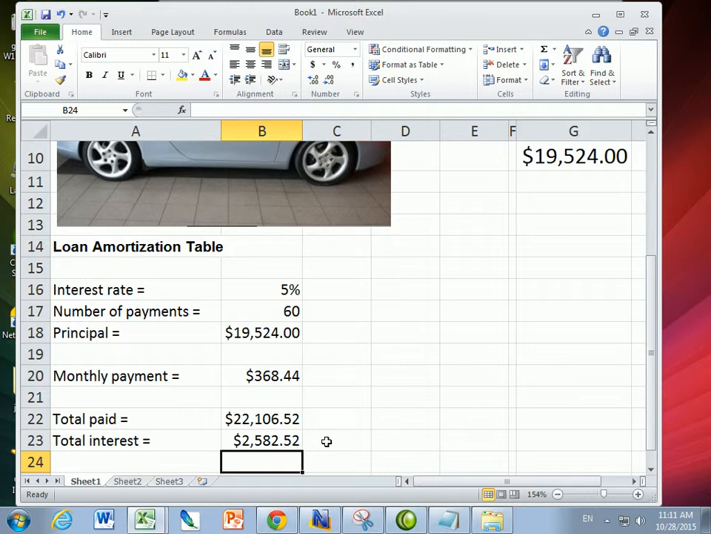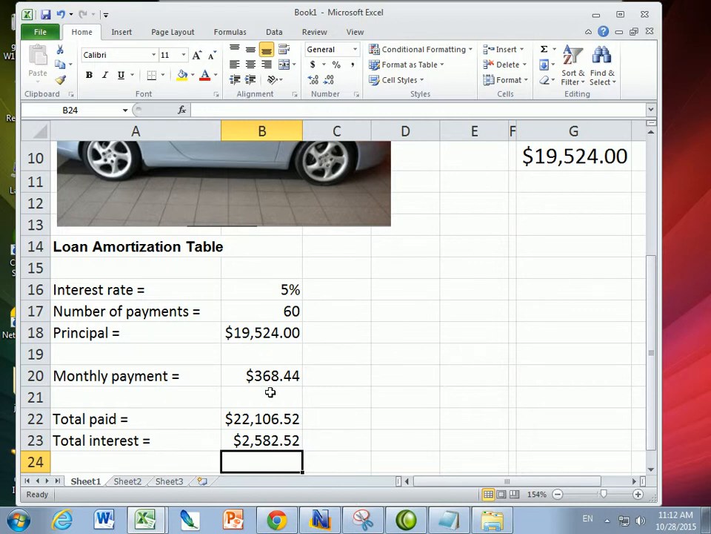So that's how the lender makes money. But in this case, we didn't have the money to buy this Porsche, and this allowed us to buy the car today and use it for the 5 years. So it cost us for that privilege $2,582.52 to borrow the money.